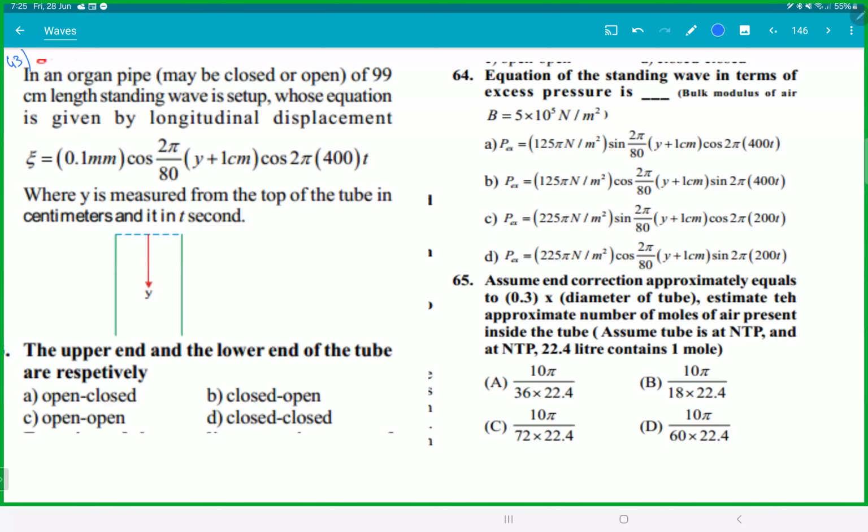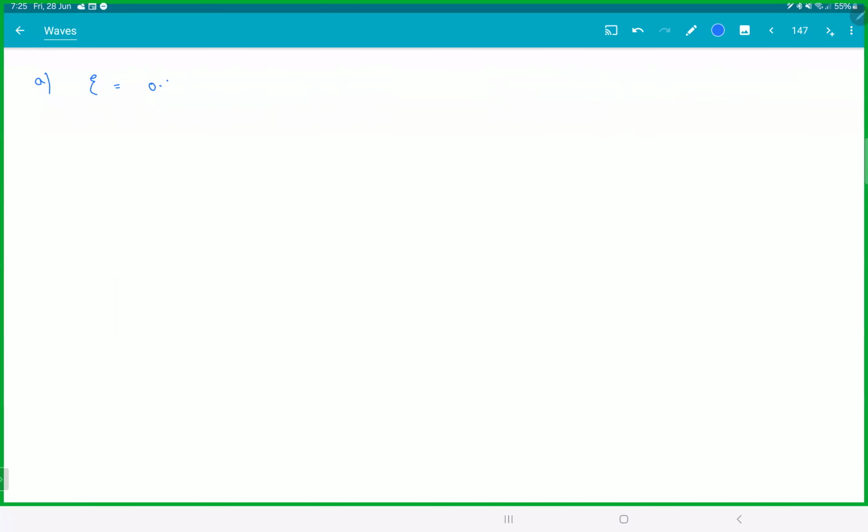The equation is 0.1 mm cos 2 pi by 80 (y plus 1 centimeter). This whole thing would be an amplitude, cos 2 pi 400t. So this whole term is your amplitude. Now you can clearly see here at y is equal to -1, we are getting amplitude is max.